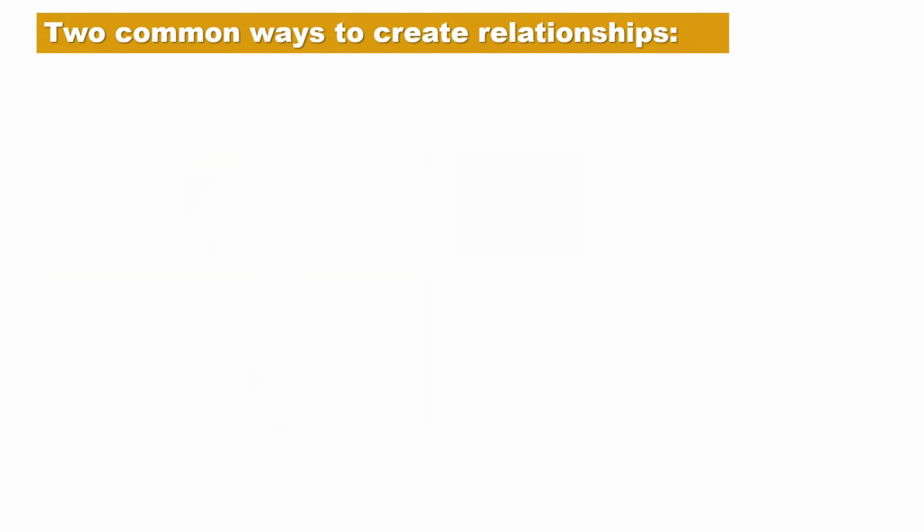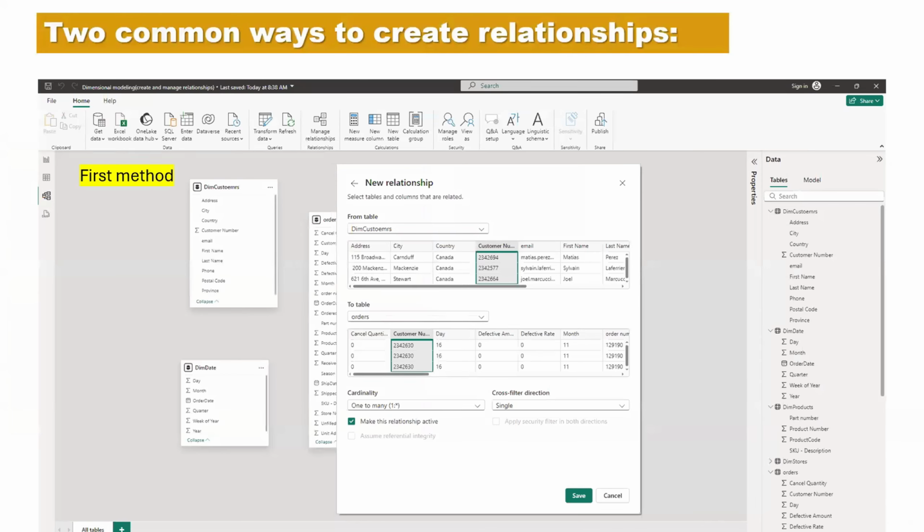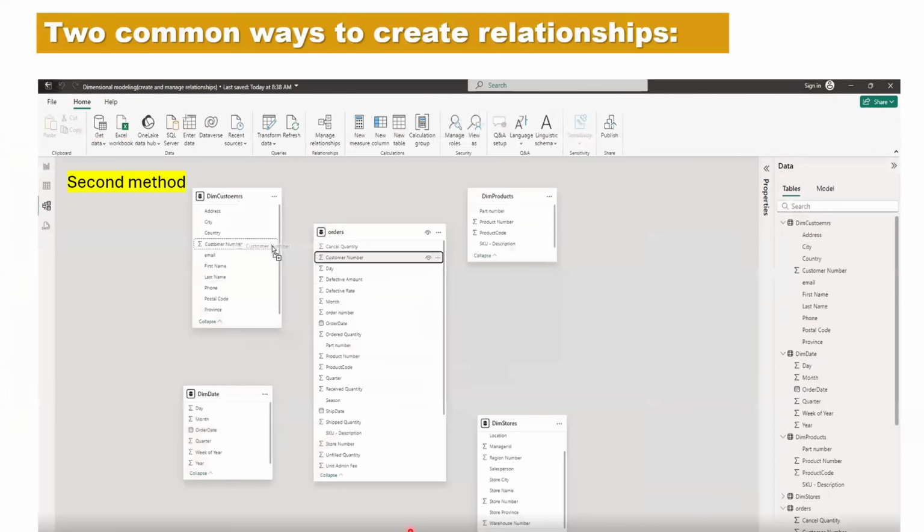The first method is to use the Manage Relationships dialog box. From there, you can manually choose the two tables you want to relate by selecting their primary key and foreign key columns. The second method, my preferred approach, is to use the model view and simply drag and drop to connect your keys. Just click a foreign key column, drag your mouse to the matching primary key column, and release. It's quick, intuitive, and very visual.